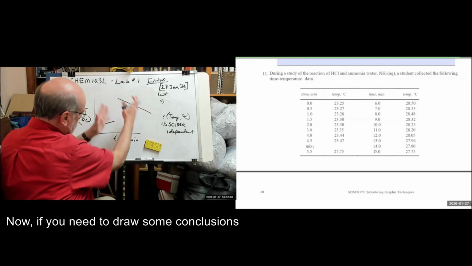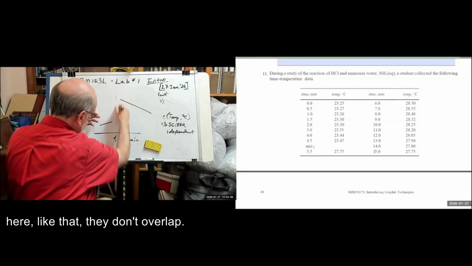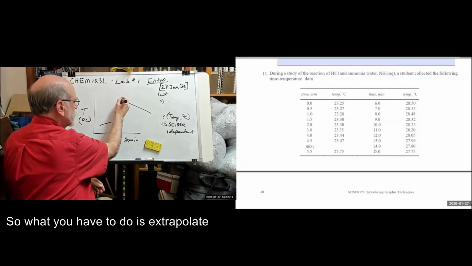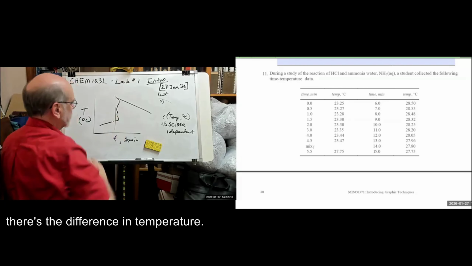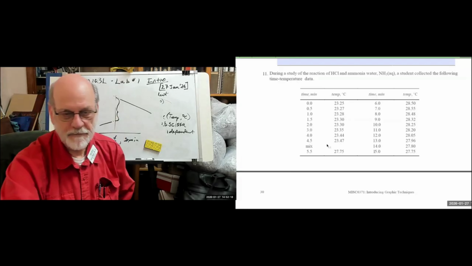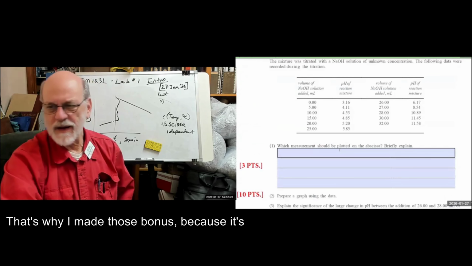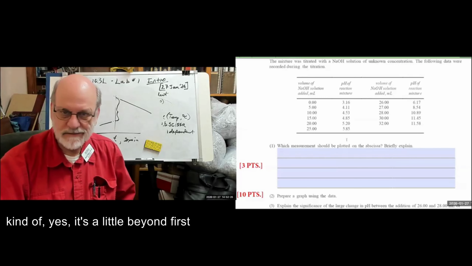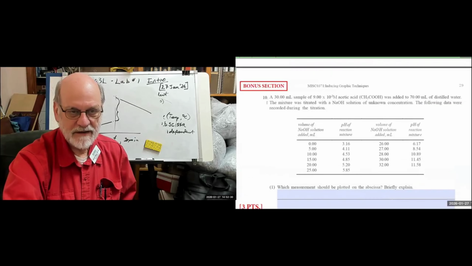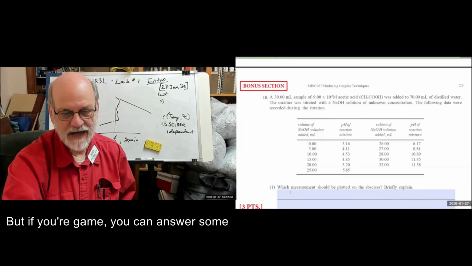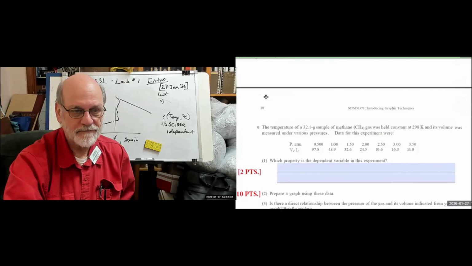Now, if you need to draw some conclusions between this part of the curve and that part of the curve, they don't overlap here, like that, they don't overlap. So what you have to do is extrapolate this one, extrapolate that one, and then say, there's the difference in temperature. Okay, that's why I made those bonus, because it's a little beyond first year chemistry. But if you're game, you can answer some of these questions and maybe pick up a few points. But the rest of these are required.